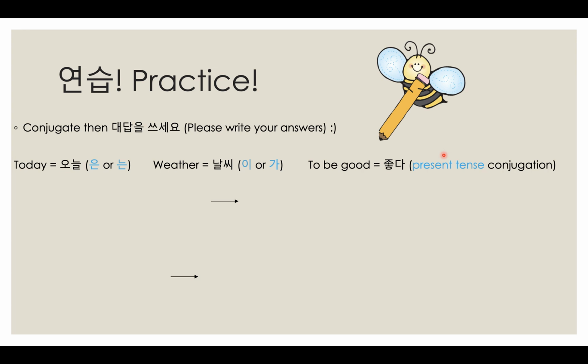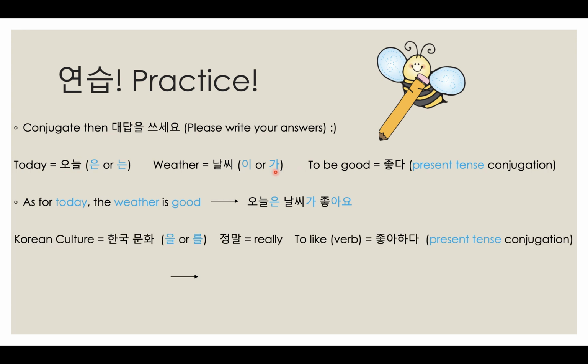Okay, so let's look at the answer. As for today, the weather is good. 오늘은, as for today, 날씨가, the weather, 좋아요, is good with the present tense conjugation. 오늘은 날씨가 좋아요. So out of all days, today's weather is good.